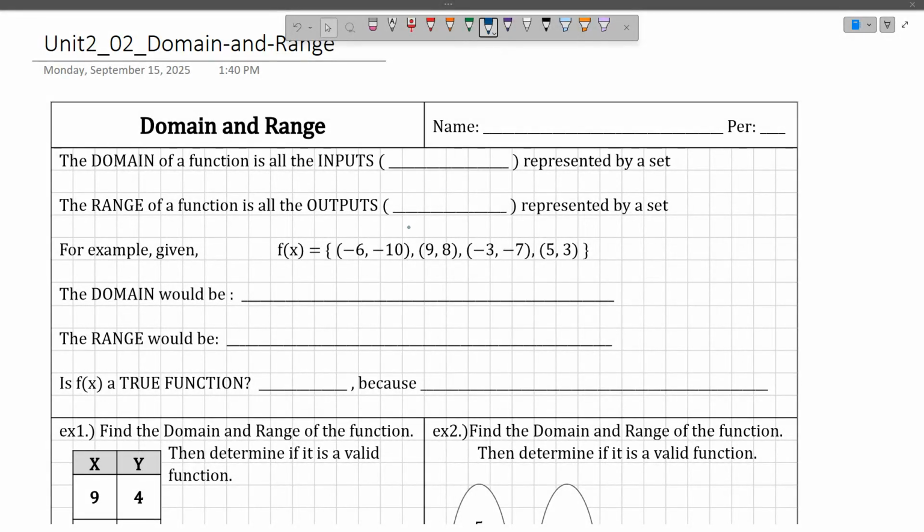Hello, ladies and gentlemen. In this video, we are talking about domain and range. And I'm going to preface this by saying domain and range tends to cause a lot of grief. It is kind of hard for people to wrap their mind around this concept. It's just a little tricky.